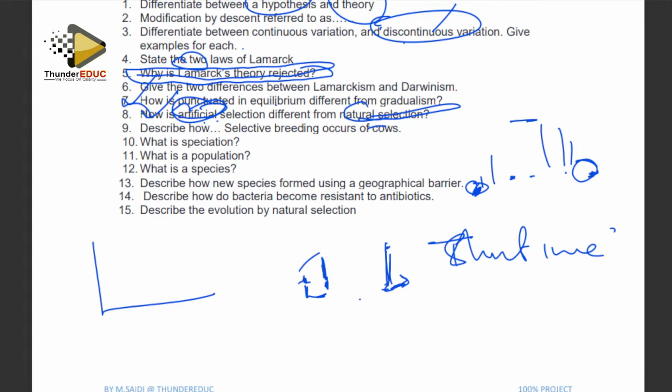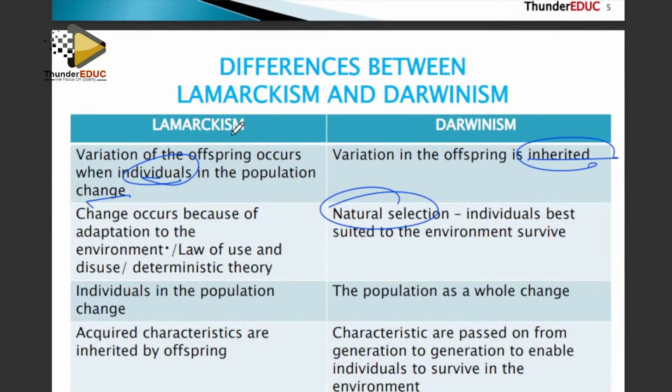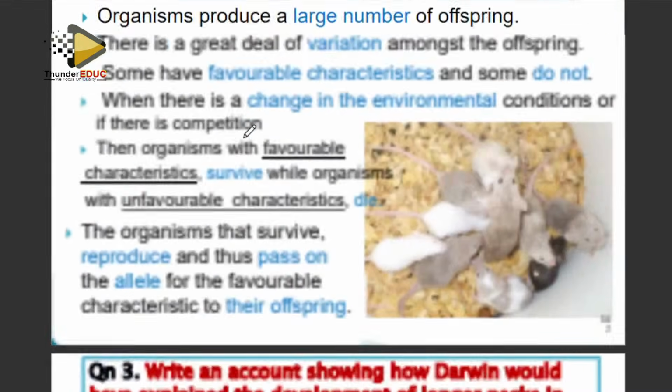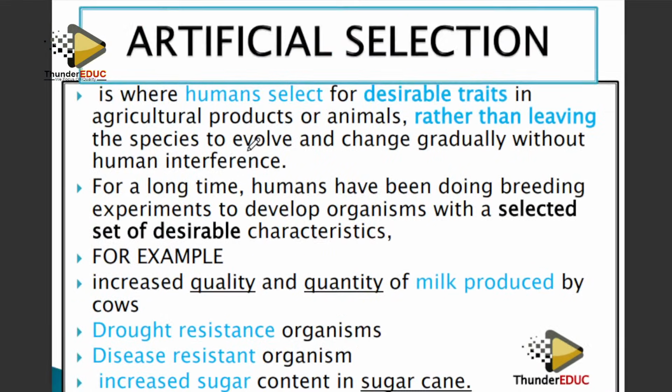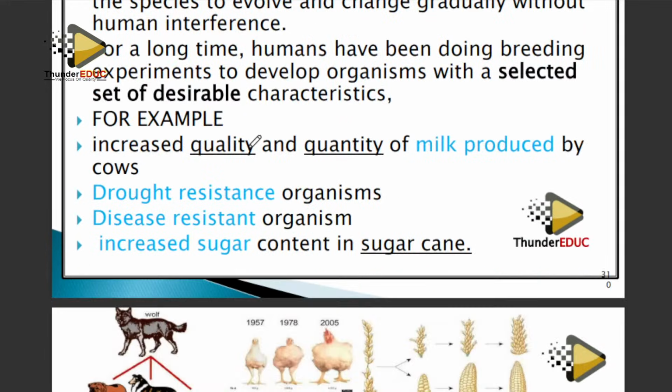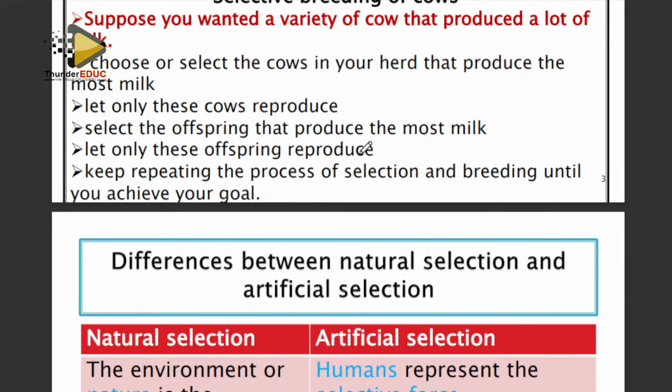How does selective breeding occur? Explain selective breeding. Here is artificial selection. Please, you need to know about that. Selective breeding, for example, of a cow.